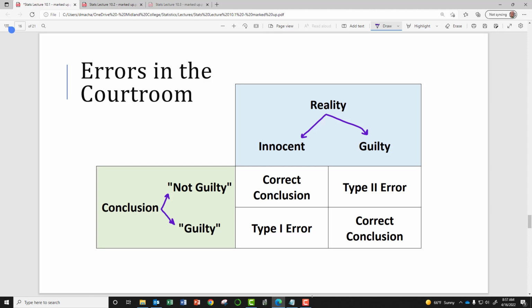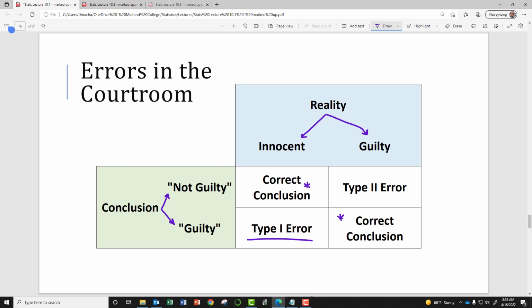When a defendant is innocent and they are ruled not guilty, we would say that the jury comes to the correct conclusion. When the defendant is guilty of the crime and the jury rules that the defendant is guilty, we would also say that the jury comes to the correct conclusion. Now, these are 2 important vocabulary terms in statistics. If the defendant were innocent and the jury rules that they are guilty, this is what we call a type 1 error.